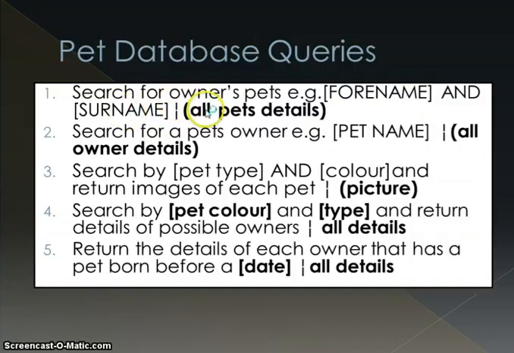So to do it, this is how it works. In this particular query, we're going to search by a forename, so we type in Alex, and then bring back all the pet details that Alex owns in the database. So let's just show you how that works. It's very similar to what we've done already, to be honest.